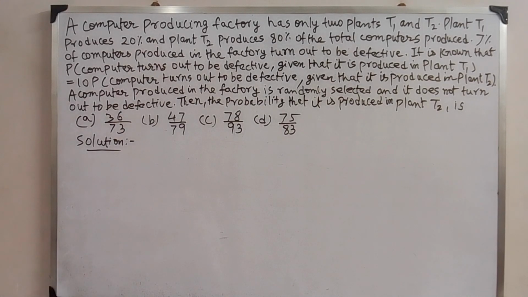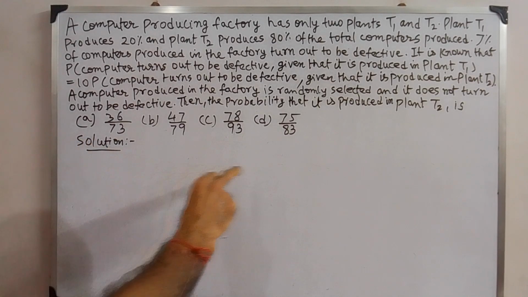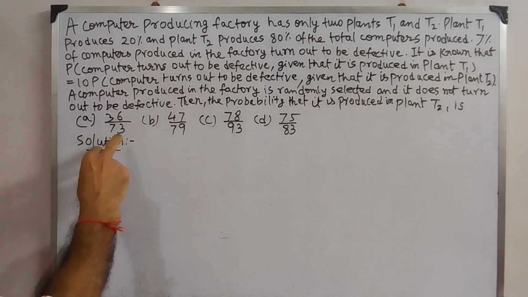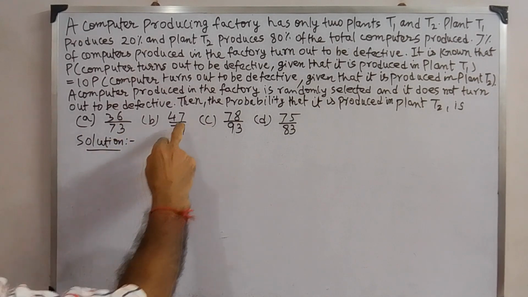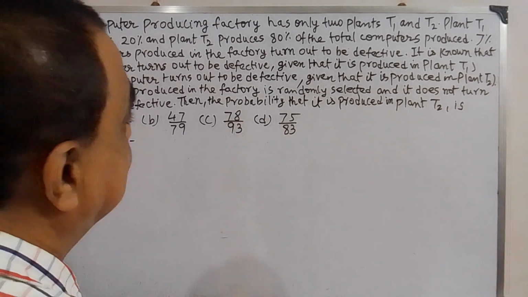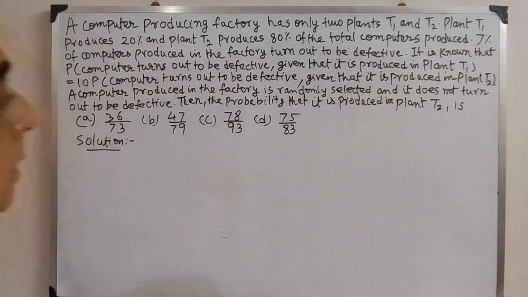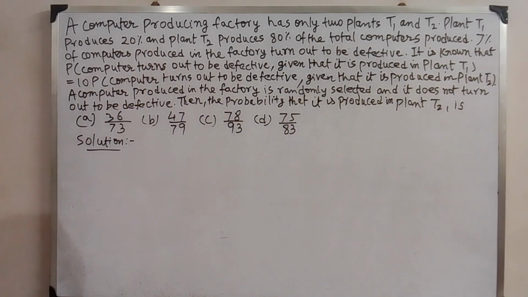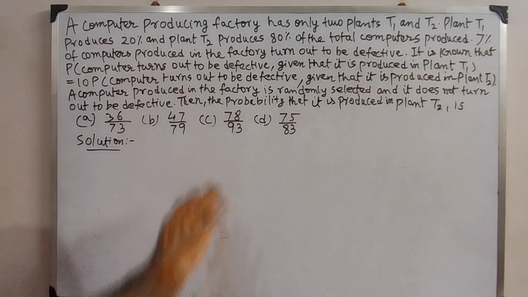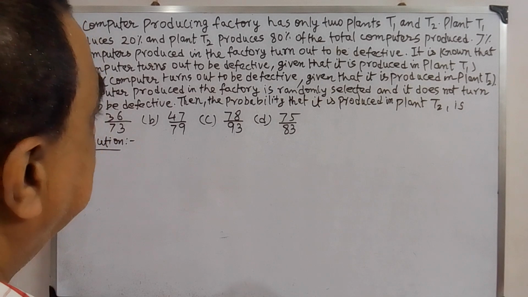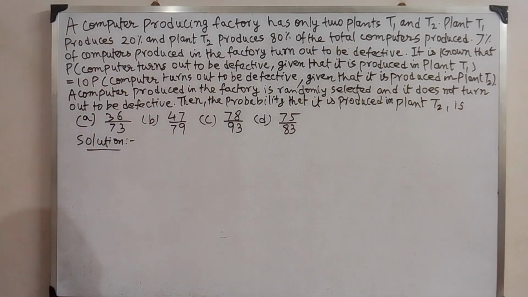So see here, there are four options given for the answer of this question. A is 36 by 73, B is 47 by 79, C is 78 by 93 and D is 75 by 83. Out of these four given options, only one option is correct for the given question and we have to find that one correct option.